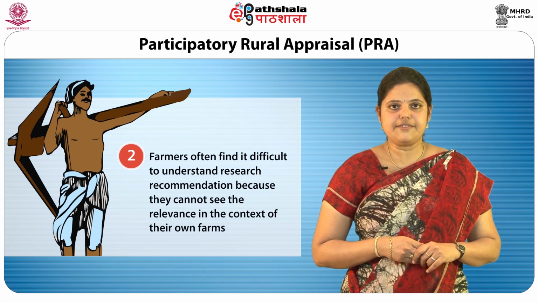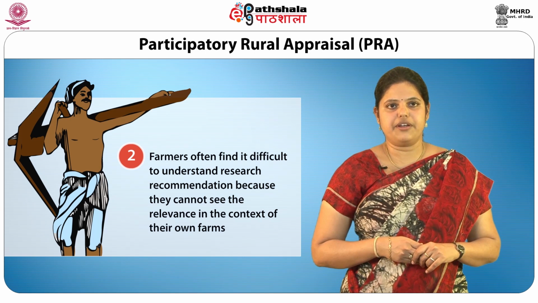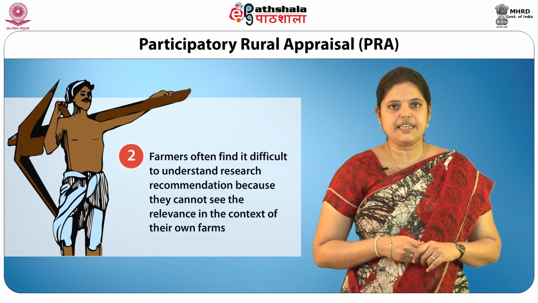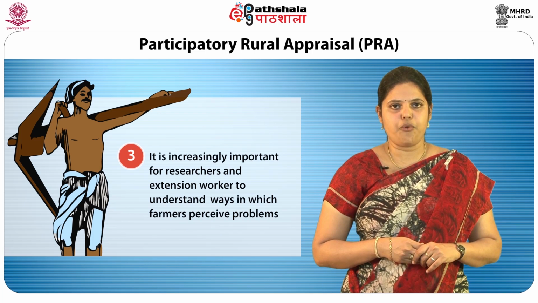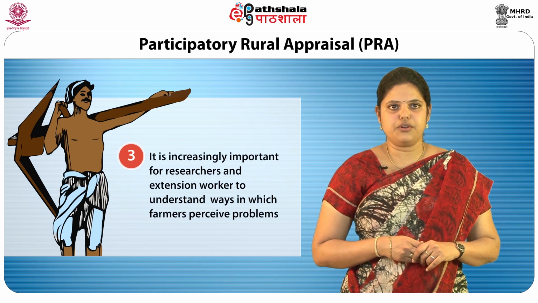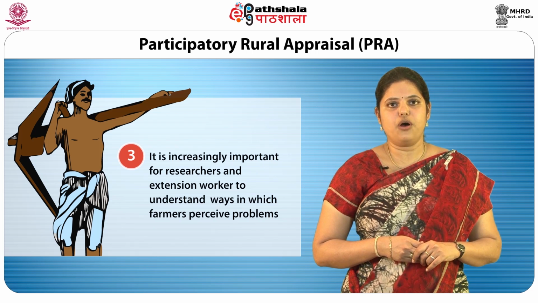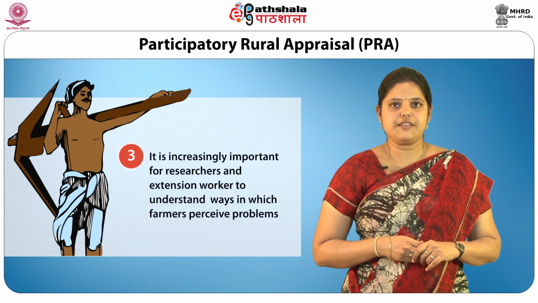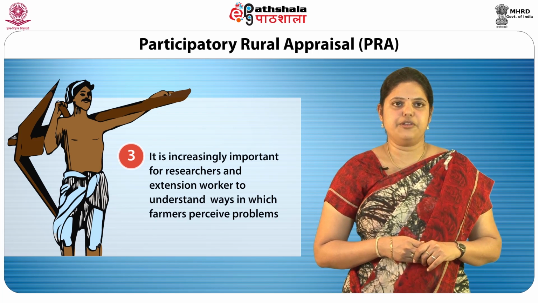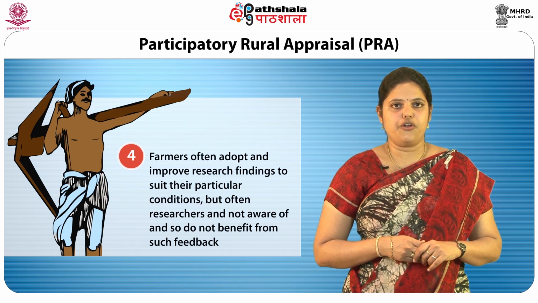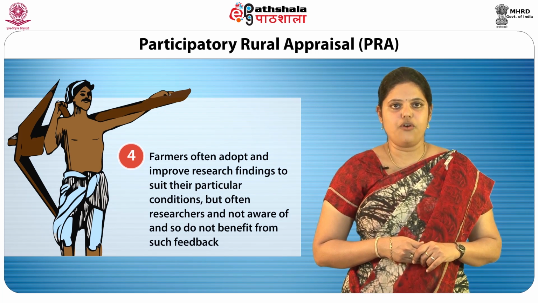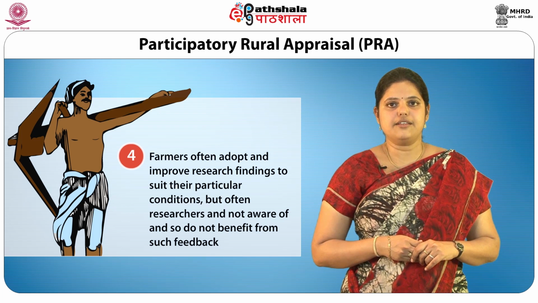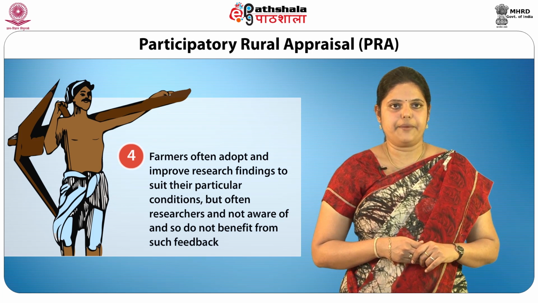Farmers often find it difficult to understand research recommendations because they cannot see the relevance in the context of their own farms. It is increasingly important for researchers and extension workers to understand ways in which farmers perceive problems. The ways to do this collaboratively are slow to develop and require skill and determination. Farmers often adopt and improve research findings to suit their particular conditions, but often researchers are not aware and so do not benefit from such feedback.